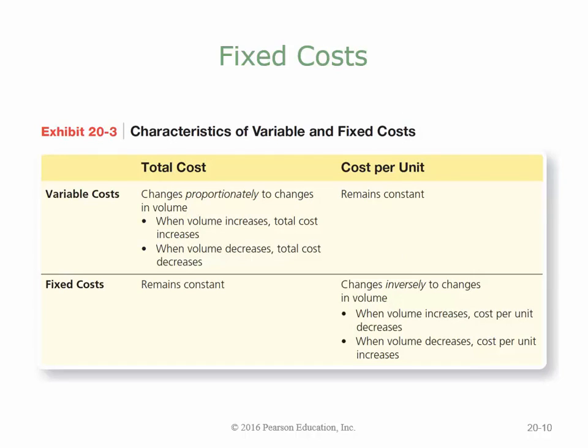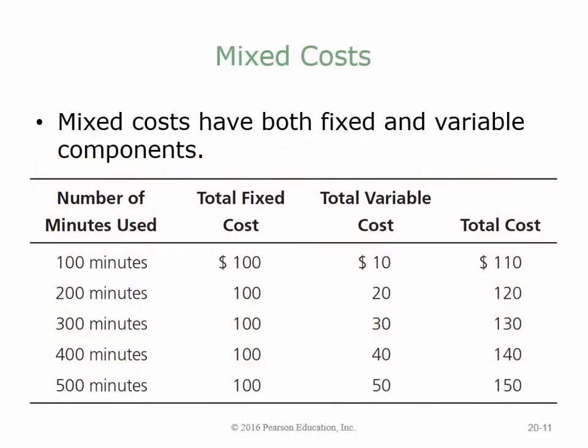All right. So there's their characteristics. This is straight out of the book. And they have it total cost and cost per unit. The total cost changes proportionately to changes in volume with variable costs and remains constant with fixed costs. And on a per unit basis, variable costs remain constant per unit, and fixed costs change inversely to changes in volume. The more you sell, the lower your cost per unit. All right. So mixed costs, like I said, have both a fixed and a variable component.